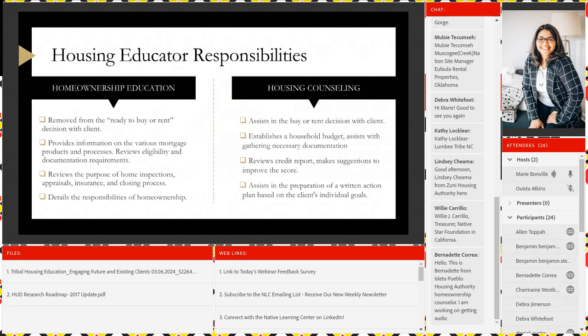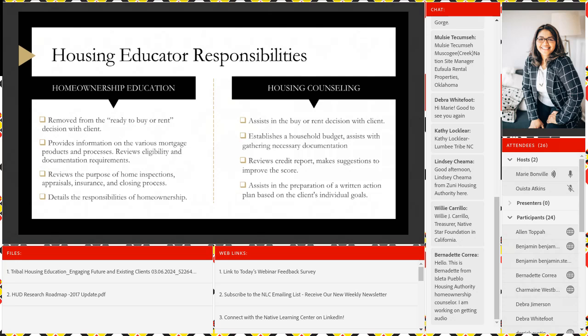You as the counselor are assisting the person that you're working with in that buy and rent decision, right? You're weighing those options, and you're discussing that with them. And we'll talk a little bit about how I tend to do it using some methods through motivational interviewing. I find that works better than them feeling like I'm telling them what to do. This is a conversation that's being had.